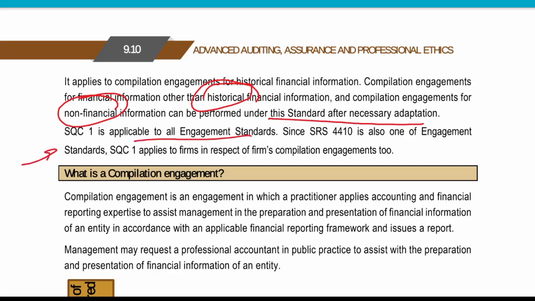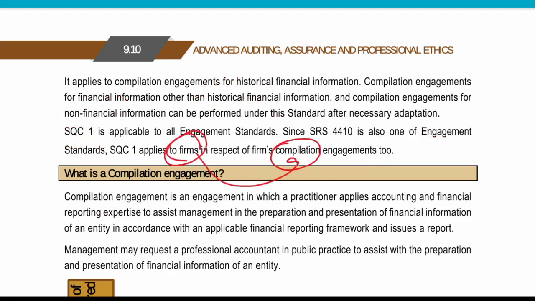So SQC 1 is applicable to all standards, right? You already know that standards of quality control is applicable. Since SRS 4410 is also an engagement standard, SQC 1 is applicable to the firm that does compilation engagement. Okay, so the firm that is doing compilation engagement, what do you call these kinds of firms in general English language? What is this normal firm called in normal language? As per your understanding only, this is not any question, just for your normal understanding. Accounting firm, right? So what they are doing is accounting basically.